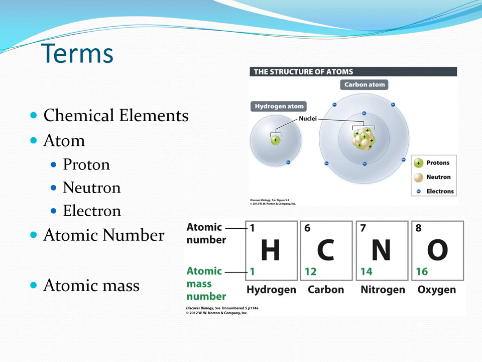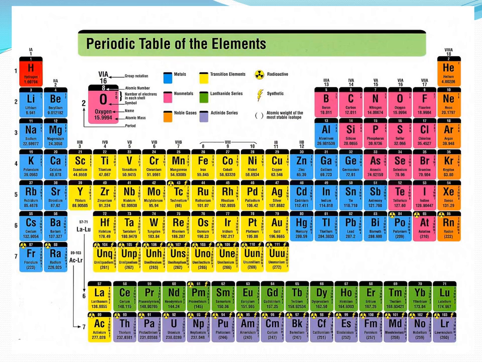The atomic mass is looking at the combination of the 2 major sized subunits of an atom. That is the protons and the neutrons. Remember, electrons are very small compared to the protons and neutrons. And so the protons and neutrons come together to form what is called the atomic mass number. So atomic mass number is the protons and neutrons, and the atomic number is just the number of protons.